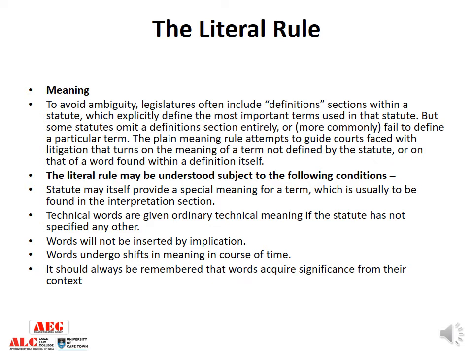Okay, so the literal rule of interpretation means when you apply the law as it is, whatever is given, when you apply it as it is, deriving the literal meaning. Literal means जो भी उसका शाब्दिक अर्थ होता है, जो भी उसकी मीनिंग होती है.